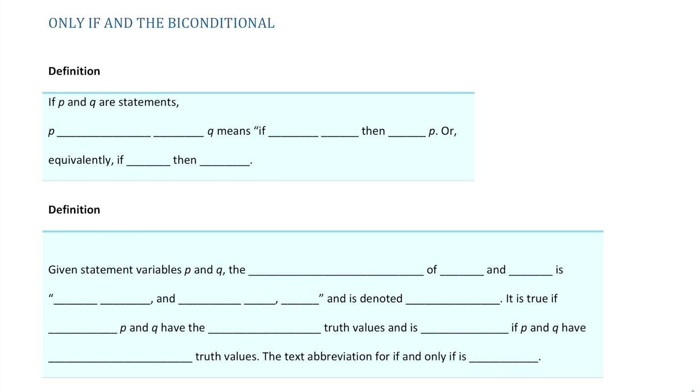All right, so only if and the biconditional. So if P and Q are statements, P only if Q means that if Q doesn't happen, then P can't happen. Or equivalently, if P, then Q.